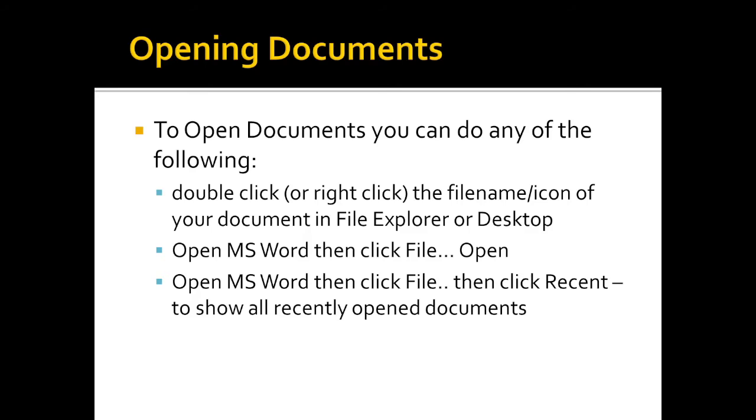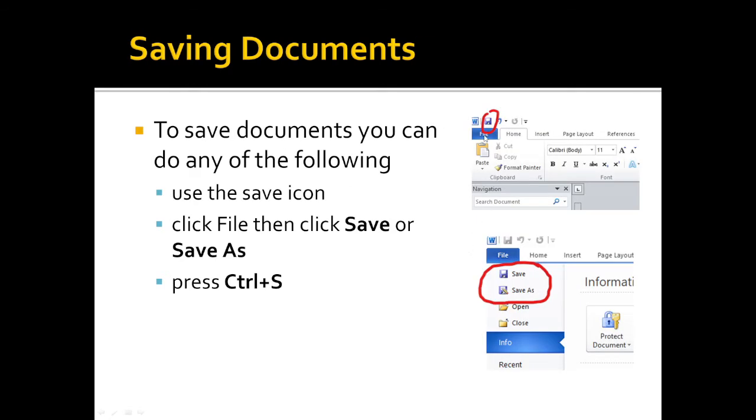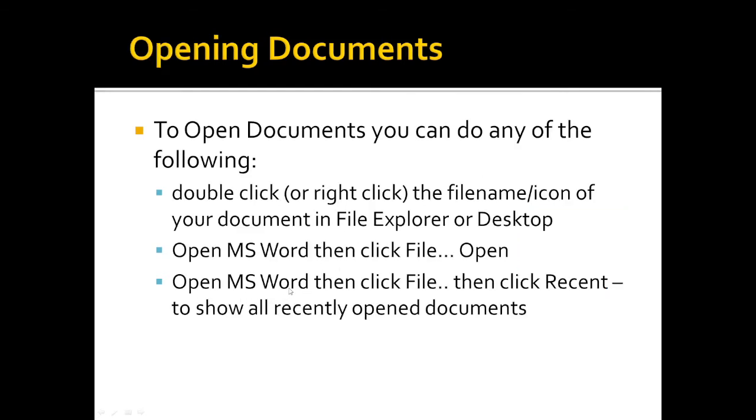How do we open documents? To open documents, you can do any of the following. We can double click or right click the file name or icon of your document in the File Explorer or desktop, or open MS Word, then click File, Open. So you can click File and then Open. If you notice, we have the Open menu item here. Or you can open MS Word, click File, and then click Recent to show all recently opened documents.